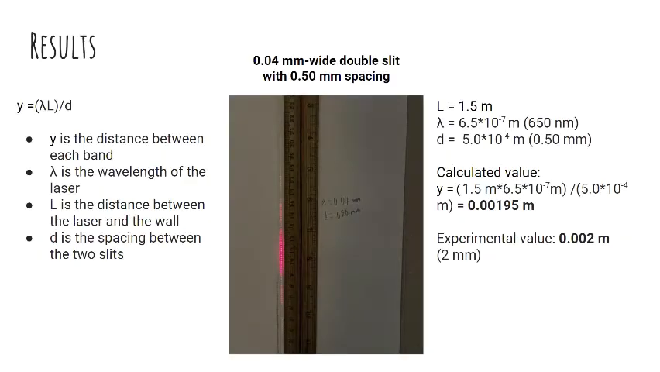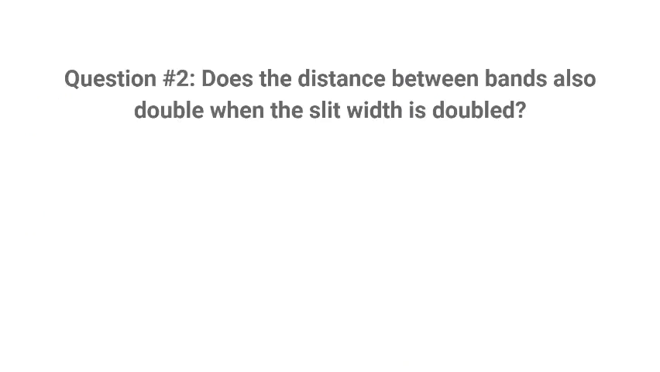Here we have a 0.04 millimeter wide double slit with 0.5 millimeter spacing. We calculated that the distance between each band was 0.00195 meters. This coincides with the experimental value of 0.002 meters. What this shows us is that when the distance between the slits is doubled, the distance between each band decreases by half. Does the distance between bands also double when the slit width is doubled?